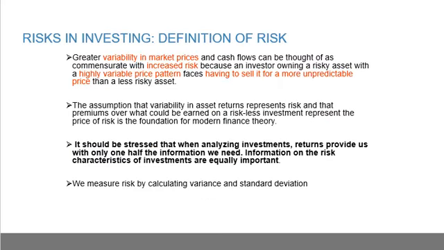The previous slide, we're looking at returns to T-bills, bonds, and stocks, but we cannot look at only returns. We also have to look at risk. So this slide is looking at risks in investing and the definition of risk. Greater variability in market prices and cash flows can be thought of as commensurate with increased risk, because an investor owning a risky asset with a highly variable price pattern faces having to sell it for a more unpredictable price than a less risky asset.